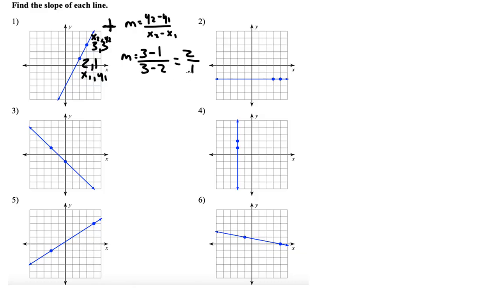So our slope is going to be 2 over 1, and just to reduce that, anything over 1 is just itself, so the answer is 2. So our slope for this first one is going to be 2. Okay. The next one, this one is a horizontal line. So even without worrying about the points, we know any horizontal line, the slope equals 0.